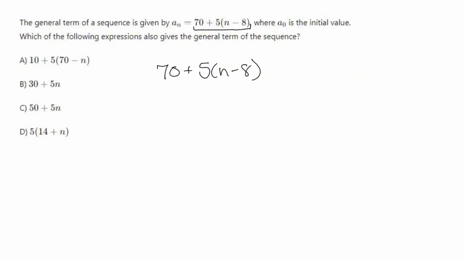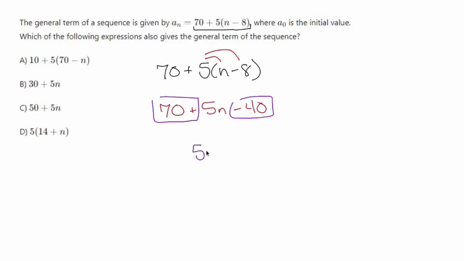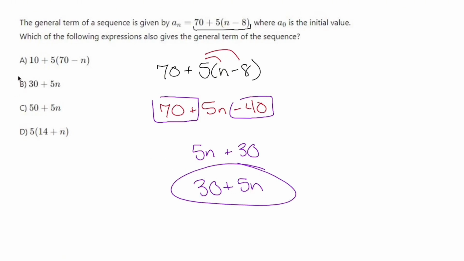All I'm doing is just rewriting the original equation without the a sub n part. Let's distribute 5, so 70 plus 5n minus 40. Let's combine like terms, so 70 minus 40 is going to be 30, and I get 5n plus 30, or in this case, 30 plus 5n, because they're giving us the old switcherooski, and that's going to give me the answer of B. So yeah, not a difficult problem, not by any stretch.